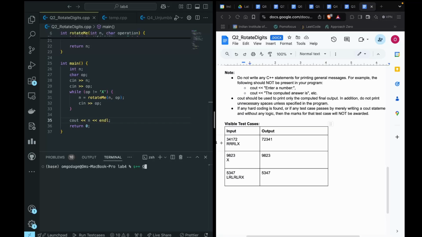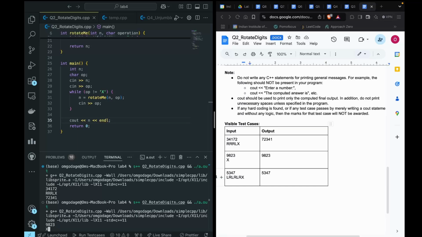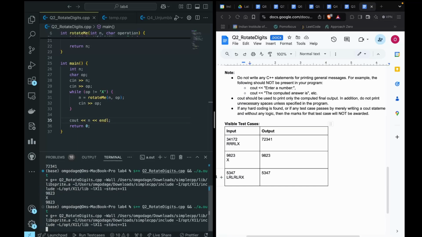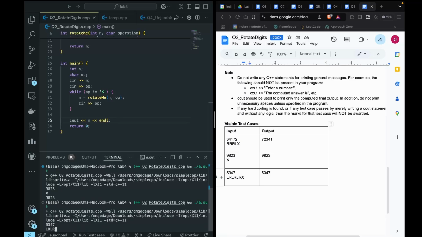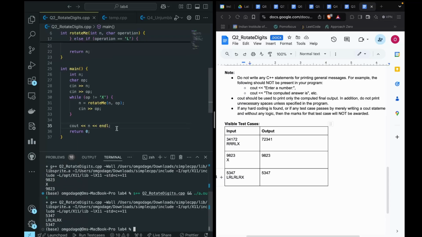g++ question 2, rotate digits, ./a.out. 34172, RRRLX, 72341. Okay, 9823 X, 9823, and then 5347, LRLRLRX, 5347. Okay, so yeah, that was it for this question.